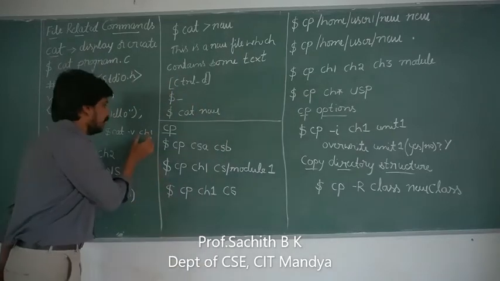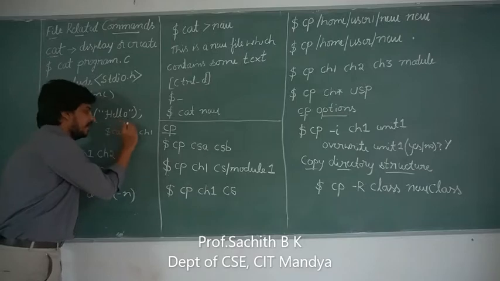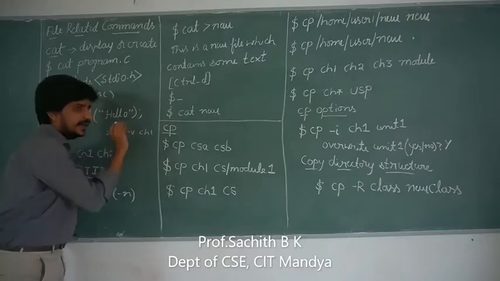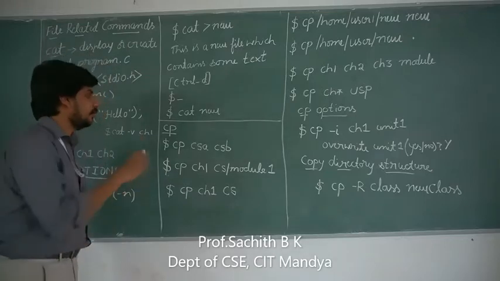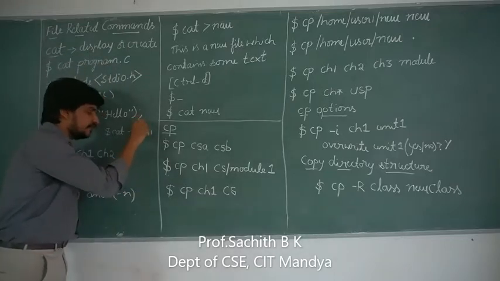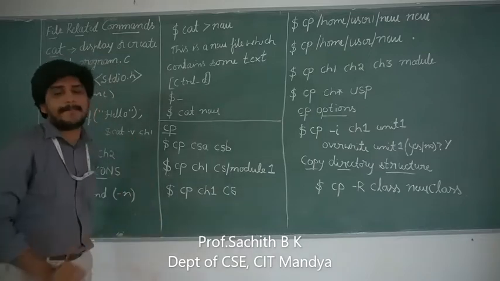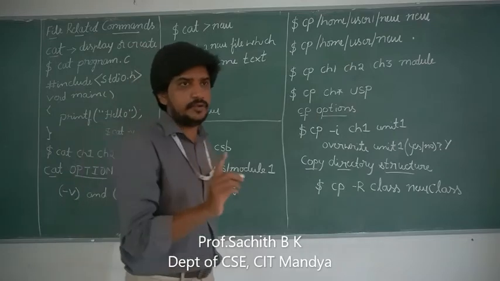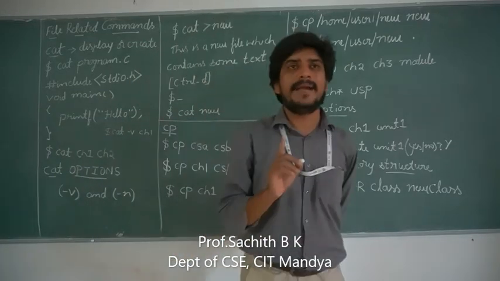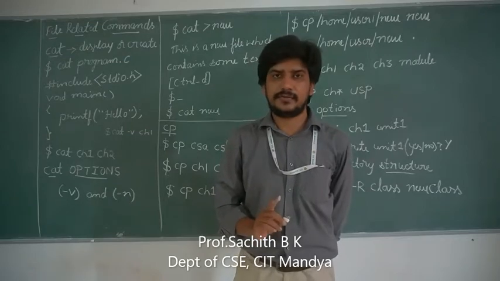If the file ch1 has non-ASCII characters and you do not use the -v option, they will not be displayed. If you want the non-ASCII characters of ch1 to be displayed, you need to use the option -v. So the -v option will be used with the cat command mainly for displaying the non-ASCII characters.